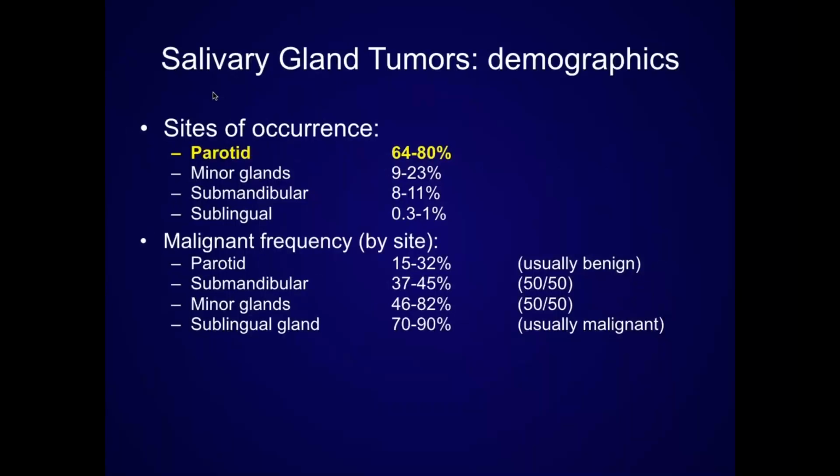What you also need to know is that the vast majority of salivary gland tumors land in the parotid glands, as many as 80% of them, with almost all the rest showing up in the minor glands, like the roof of the mouth, buccal mucosa, lip. Of the tumors, the vast majority of parotid tumors are going to be benign. So I'm showing you malignancy frequencies. Everything else is 50-50, which is why you biopsy them. It's only the sublingual gland that's worrisome. Most of those tend to be malignant.